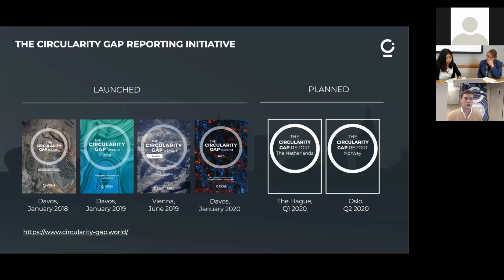So much for the circularity gap reporting and the actual metric behind it. As you can see, we've published a few reports so far. Starting in January 2018 with the first ever Circularity Gap Report, then again in 2019, and then the last one just now in January. But we've also started reporting on this on a national level. Last year we published a report for Austria, and are now working on 2 reports, one for the Netherlands and one for Norway, that we will be publishing in the first half of this year. So good to watch out for those.